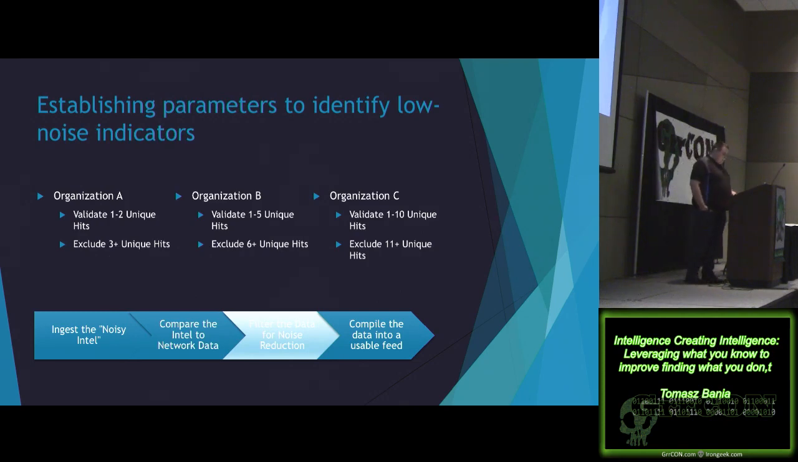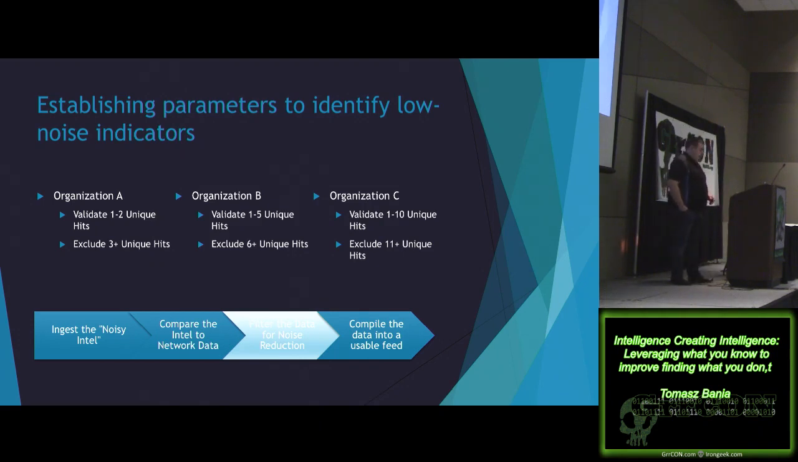So the next thing I have here is establishing parameters to identify low noise indicators. Once again, these are numbers that you can modify based on what you're seeing in your organization. Some things may be triggering less often, but may still be of higher value to you. And I'm not going to read them off here, but as you can see, the larger the organization or the more mature the organization, generally speaking, you can increase that threshold for exclusion.